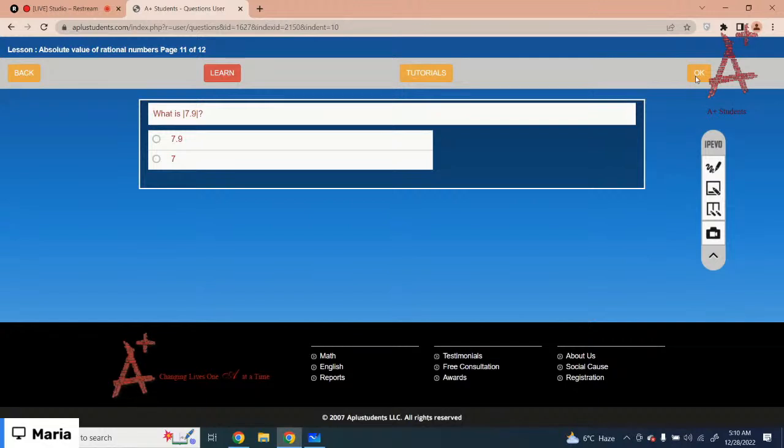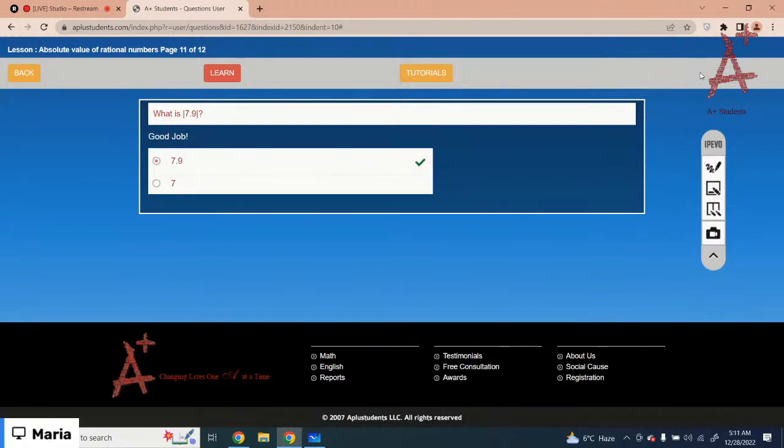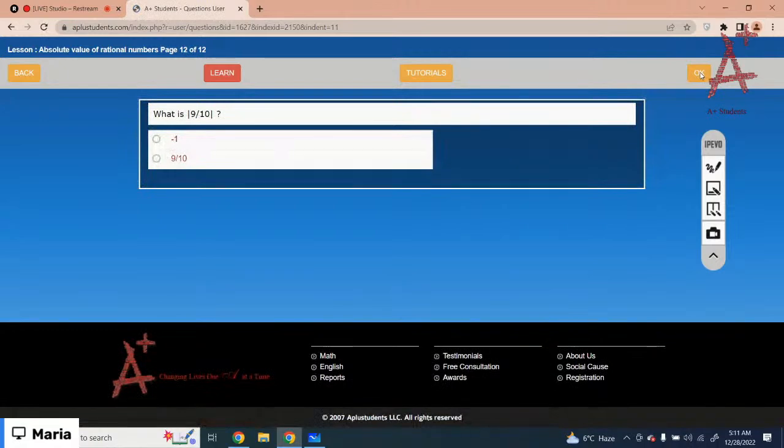Yes, it is 7.9. Okay, the next one is, what is the absolute value of 9 by 10? Yes, it is 9 over 10.